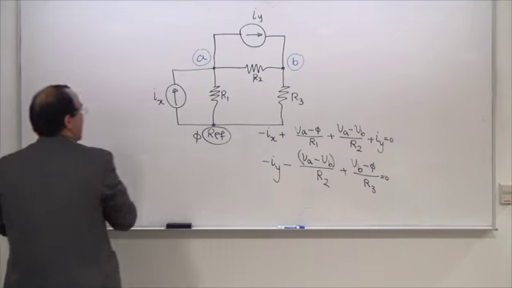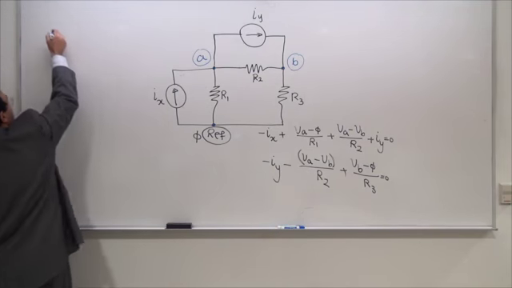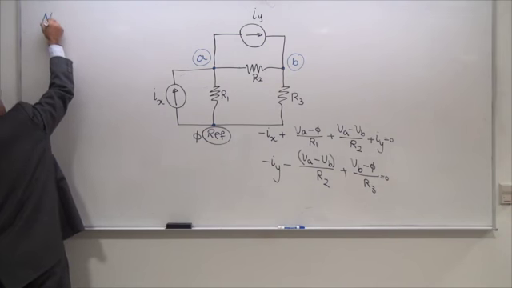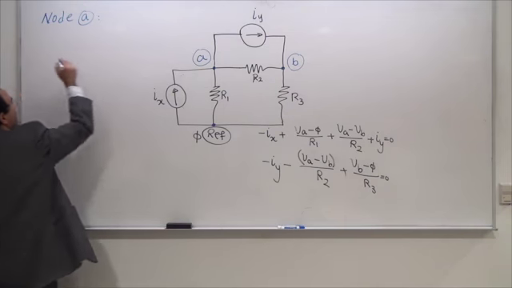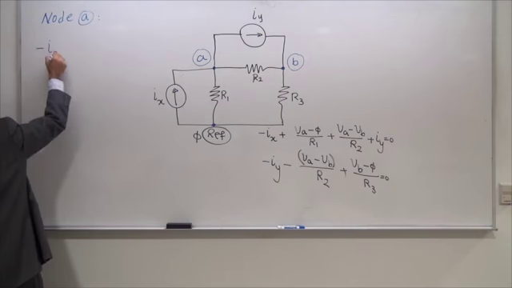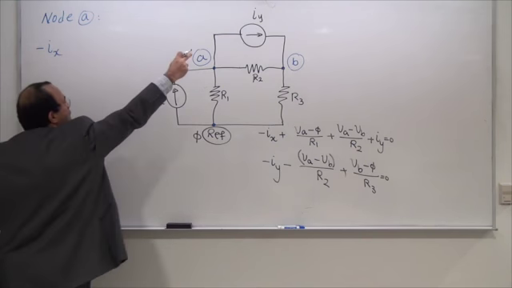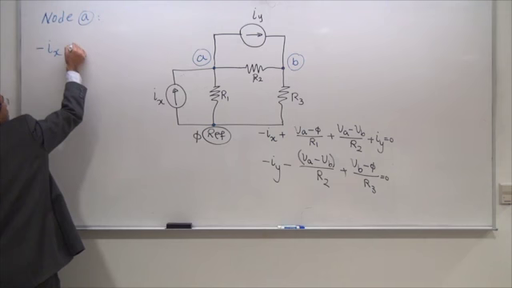Okay? So let's write it down. This one is entering the node for node A. I'm trying to write node A. This one is entering the node, so that's minus Ix. Iy is leaving the node, so that's plus Iy.